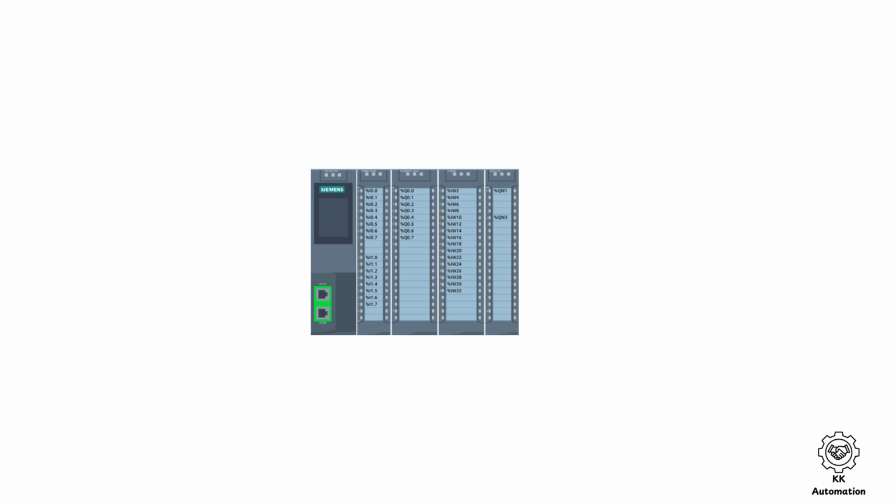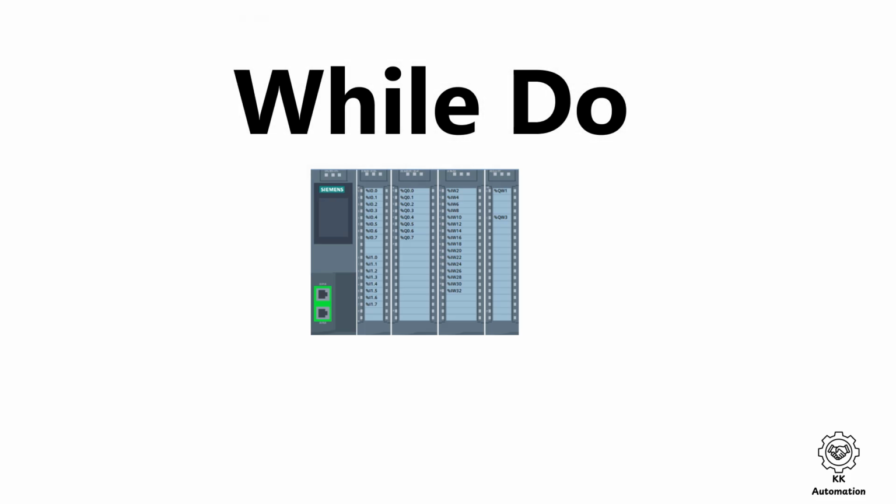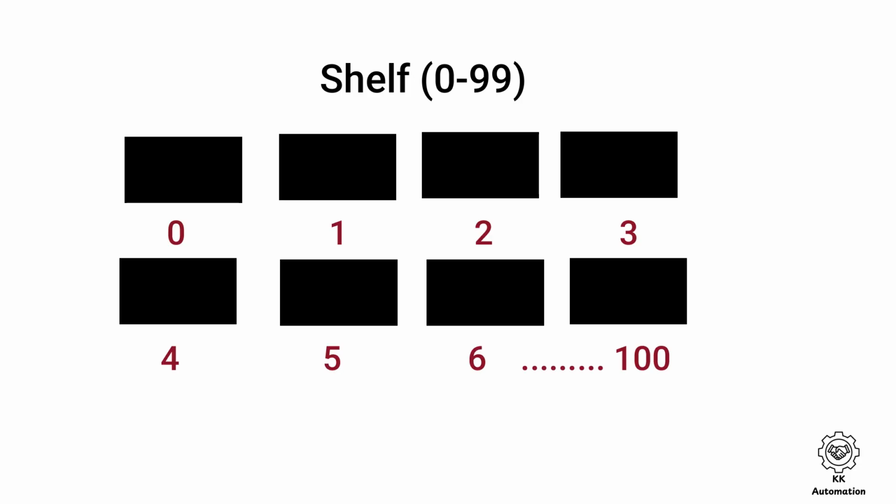In this lesson, we are going to learn about SCL programming, and specifically, we will focus on the while do loop. This is the second type of loop we are learning. In our last video, we covered the for loop. Before that, we learned about the if statement. So we are gradually building our programming skills step by step.